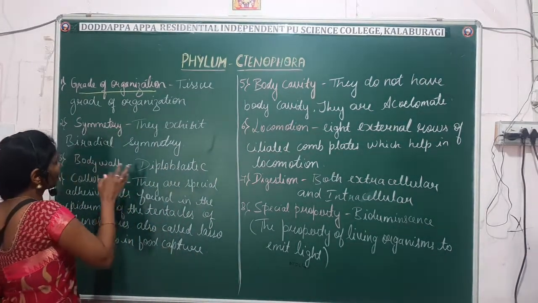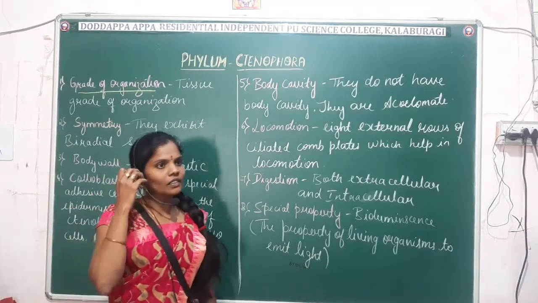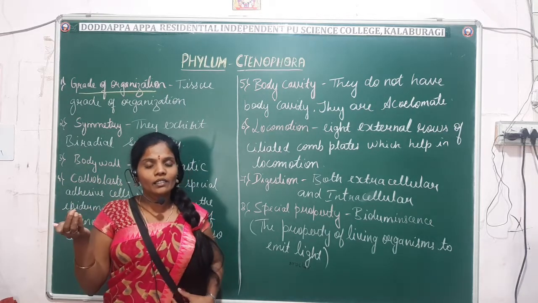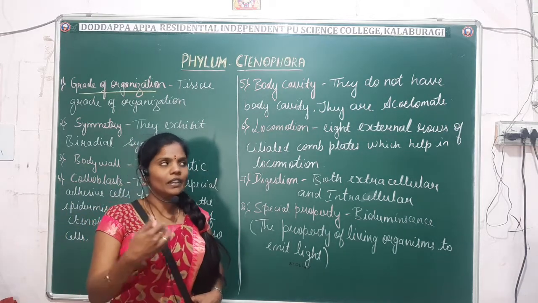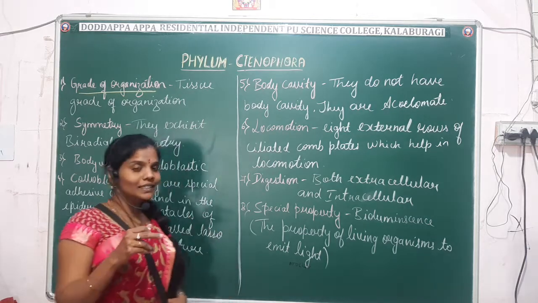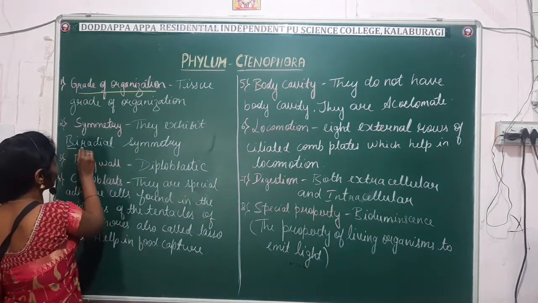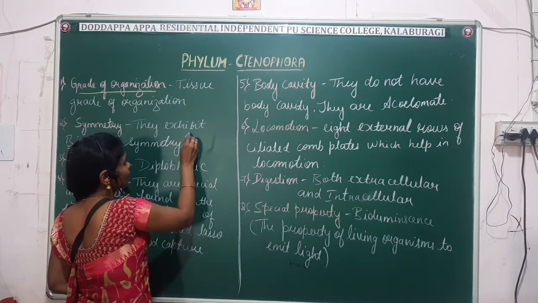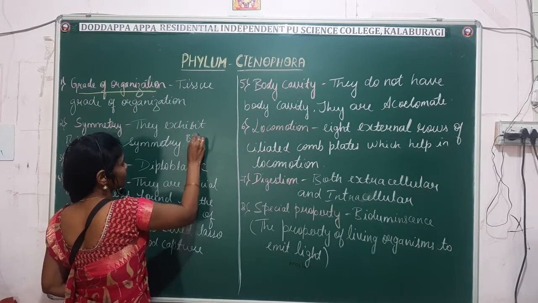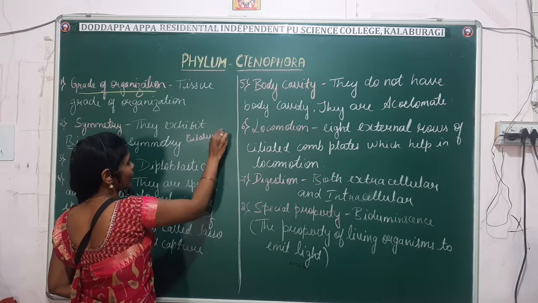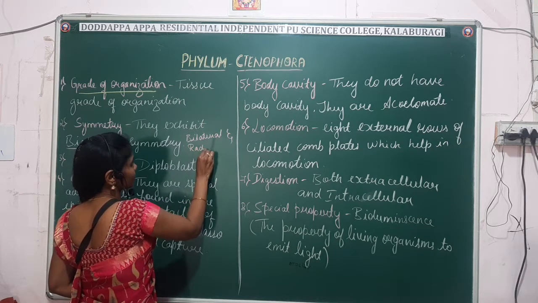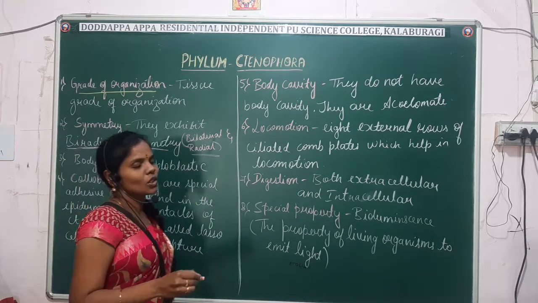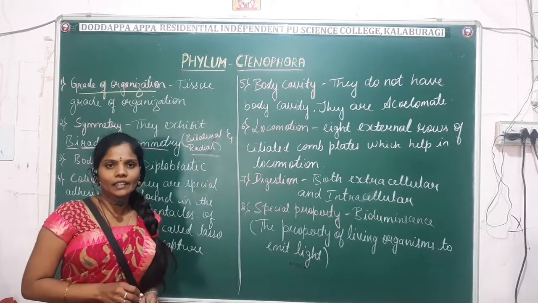Then symmetry. So far we have studied that Porifera exhibit asymmetry as well as radial symmetry, and the Coelenterates exhibit radial symmetry, whereas Ctenophora exhibit biradial symmetry. Biradial symmetry means it's a combination of both bilateral symmetry and radial symmetry.